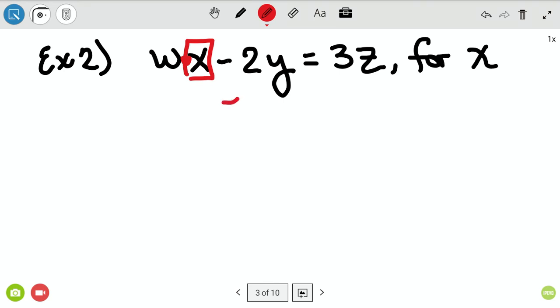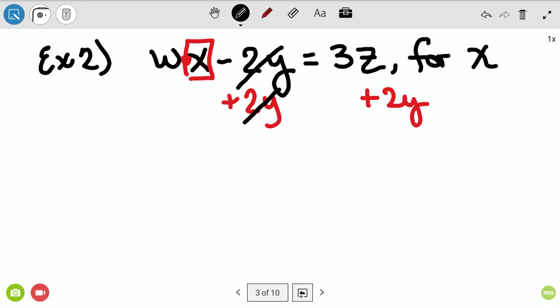So minus 2y, we're left with plus 2y. And plus 2y over here. And when we do that, negative 2y and positive 2y go to 0. So we don't need to write that. So the WX drops down. Now we've got 3z plus 2y. These can't be combined. They're not like terms. So we just write them in a big long sentence type structure.